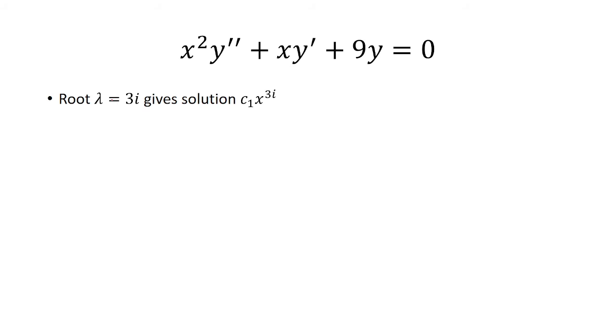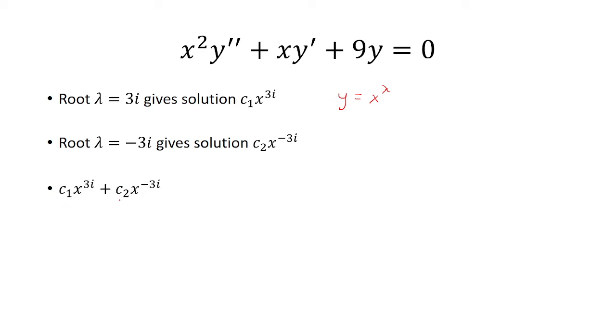So for the root lambda equals 3i, that's going to give us the solution c1 times x to the 3i, because recall we said y was equal to x to the lambda power. So lambda is just the root. And then for lambda equals negative 3i, we get c2 times x to the negative 3i. So now we bring it all together, and this is our solution.